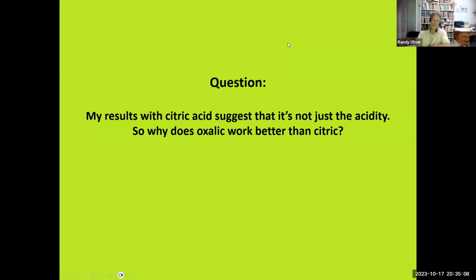Here's another question now. I got more questions from this research than answers so far. Citric acid titrates out very acidic, but it doesn't kill the mites very well. So why would oxalic work better than citric? We're assuming that it's the acidity. The literature says the oxalate ion has no adverse effect on the mites. But somehow oxalic acid works better than citric acid at the same degree of acidity.